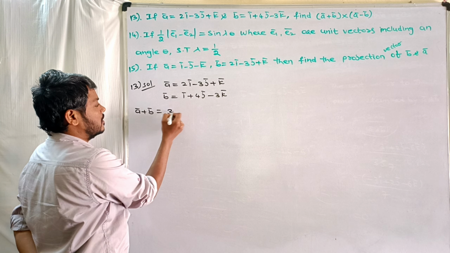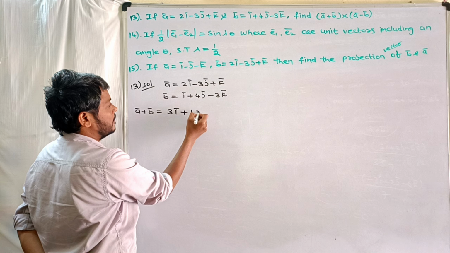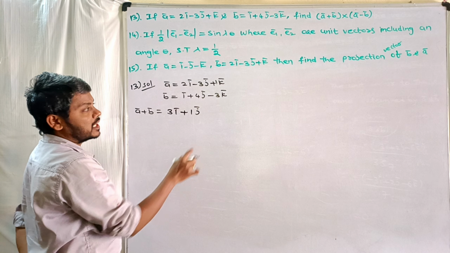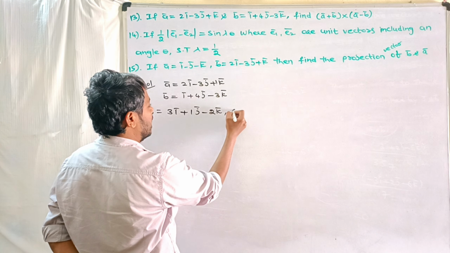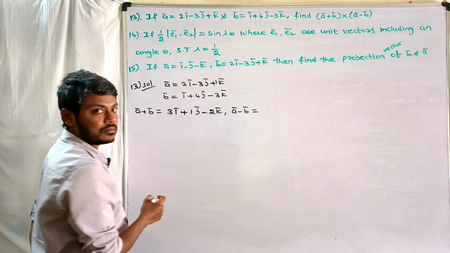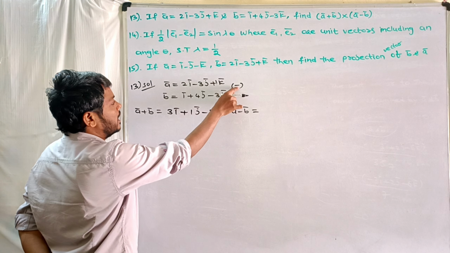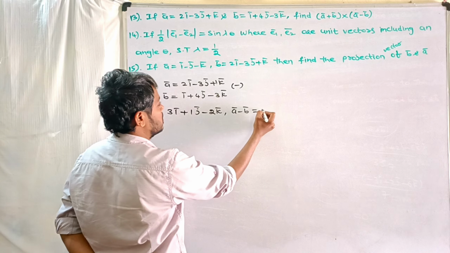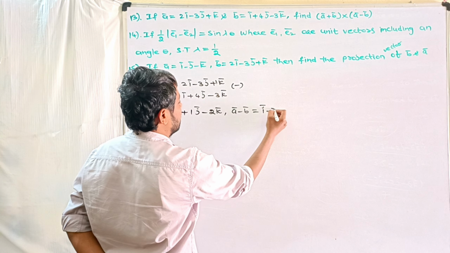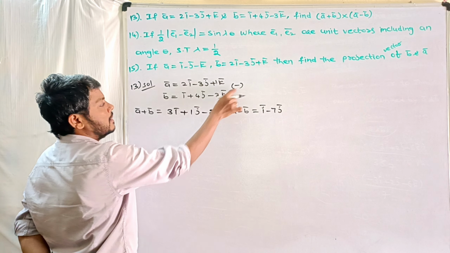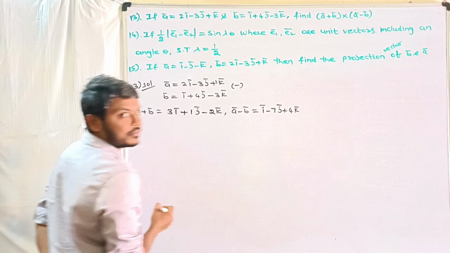2i plus i, 3i; minus 3 plus 4, plus 1j; plus 1k minus 3k, minus 2k. So next, A bar minus B bar. Subtract the two vectors: 2 minus 1, that is i bar; minus 3 minus 4, that is minus 7j bar; 1 minus of minus 3, 1 plus 3, that is 4k bar.